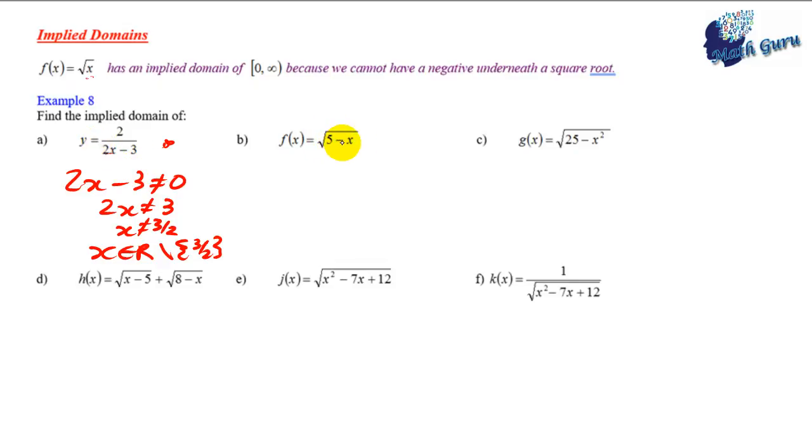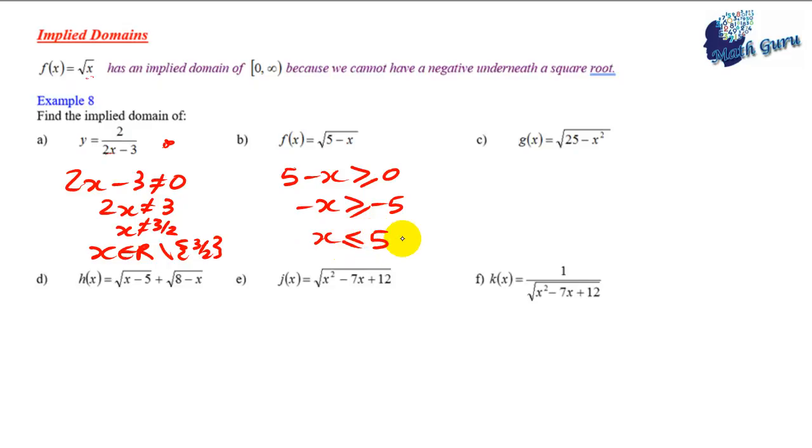With a square root, anything under a square root has to be greater than or equal to 0. In this case, I'm going to bring my 5 to the other side, so I get negative x is greater than or equal to negative 5. And then I've got to divide by the negative. When I divide by the negative, the inequality will turn around. So I get x is less than or equal to 5.